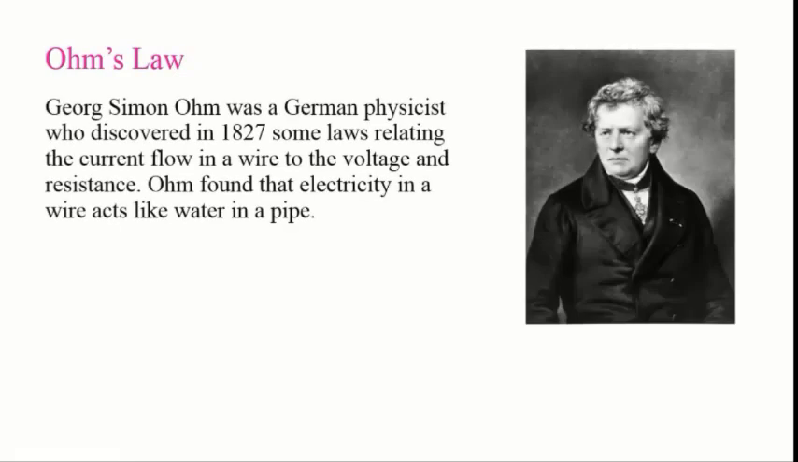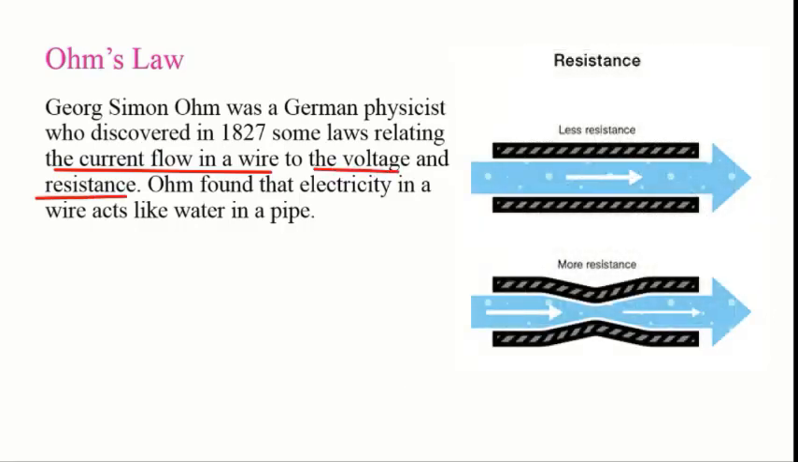Now we will move to talk about Ohm's law and the characteristic voltage current of a resistor. But before, let us be introduced to the German physicist George Simon Ohm. He was a German physicist who discovered in 1827 some laws relating the current flow in a wire to the voltage and resistance. Ohm found that electricity in a wire acts like water in a pipe.